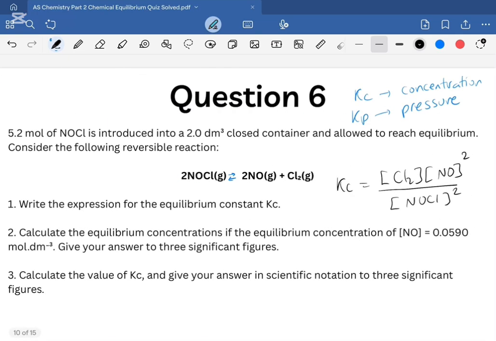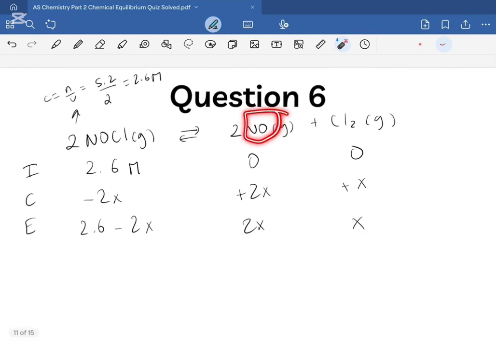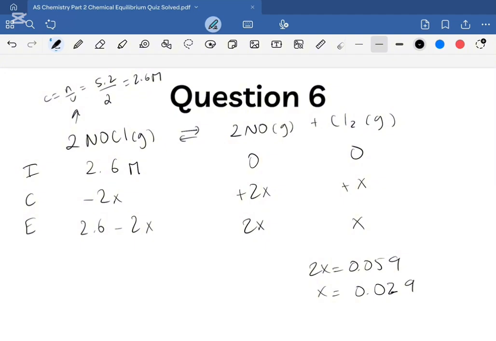And one thing they said is that the equilibrium concentration of NO is equal to 0.059. So this is NO, and here we have equilibrium. So the equilibrium concentration 2x is going to be equal to 0.059. So I'm going to put 2x is equal to 0.059, and x is going to be equal to 0.0295. Now I can find the equilibrium concentration for Cl2 using the x value.